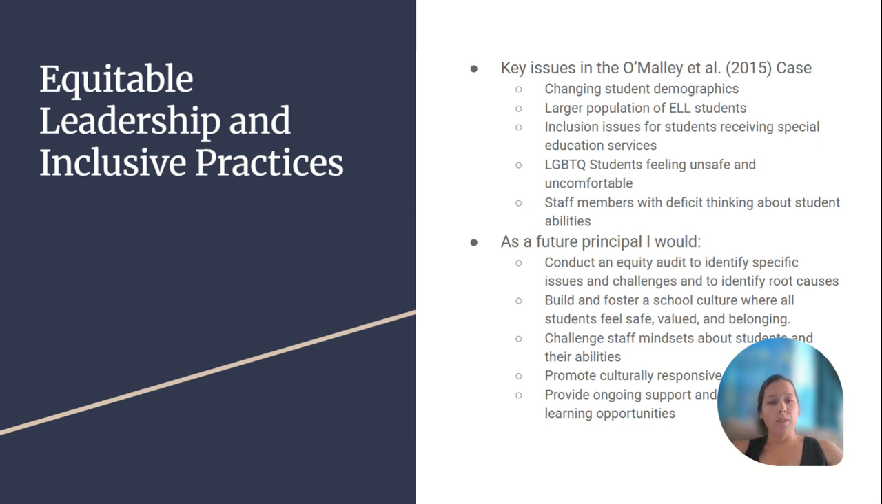So, as a future principal in this case, I would start by conducting an equity audit to identify specific issues and challenges and to try to find root causes. I would want to build and foster a school culture where all students feel safe and valued and belonging. I would also want to challenge staff mindsets, promote culturally responsive teaching and leadership, and provide that ongoing support and professional learning to move teachers into a better position to meet students' needs.